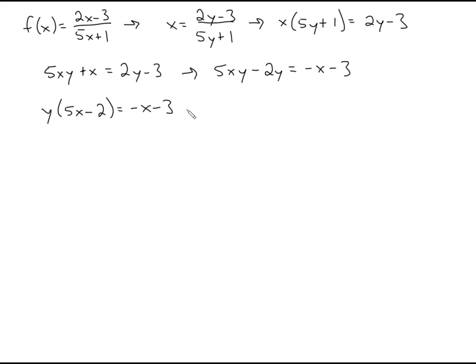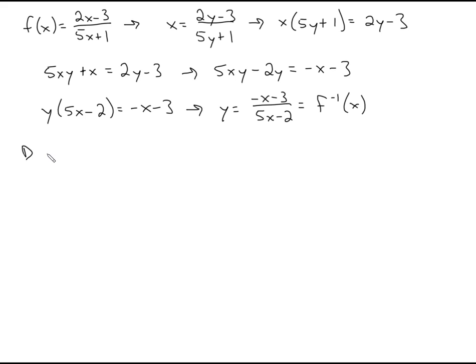And then finally just divide. So you get y is equal to (minus x minus 3) over (5x minus 2). And then we can call this the inverse function. So that's the inverse, and just so you know, you might also be asked to find the domain of a function like this, and its inverse, and the ranges of both as well.